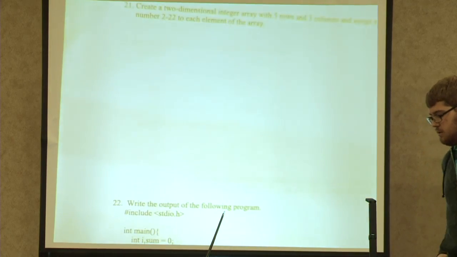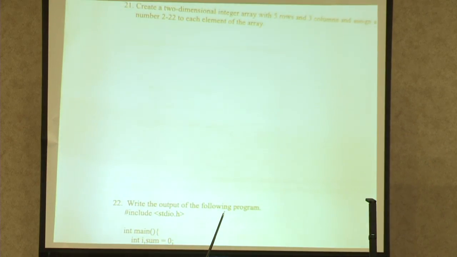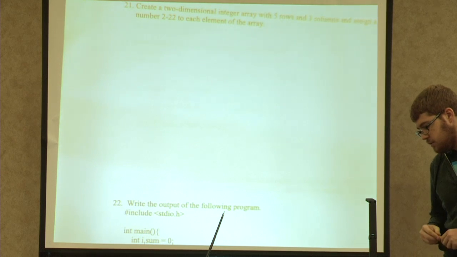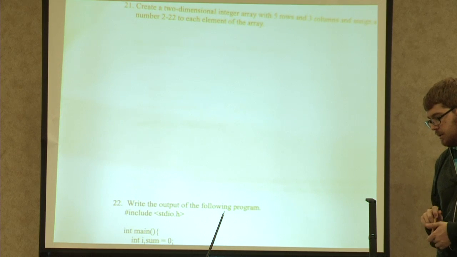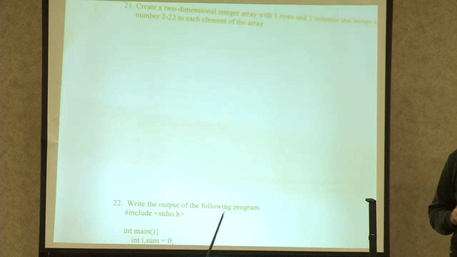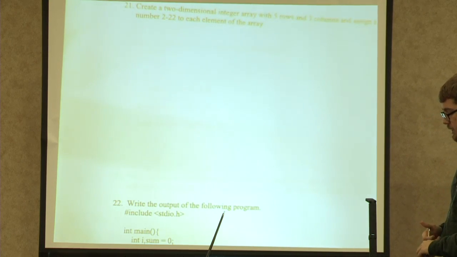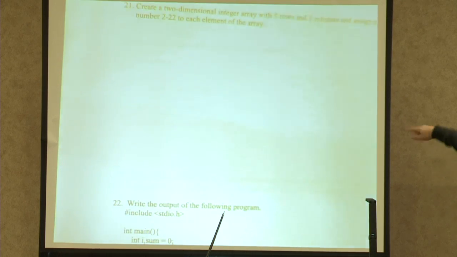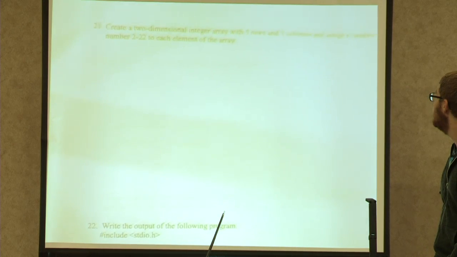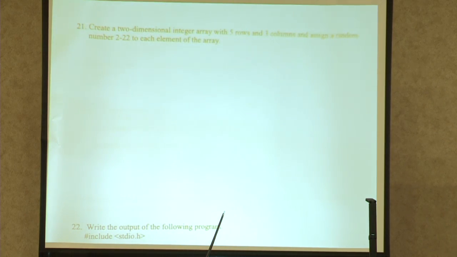Next one. We got create a two-dimensional integer array with 5 rows and 3 columns and assign a random number 2 to 22 to each element of the array. So we got 5 rows and 3 columns. How do we declare an integer array of those dimensions? Anybody? First, just tell me how we're going to define a two-dimensional integer array with 5 rows and 3 columns, right?